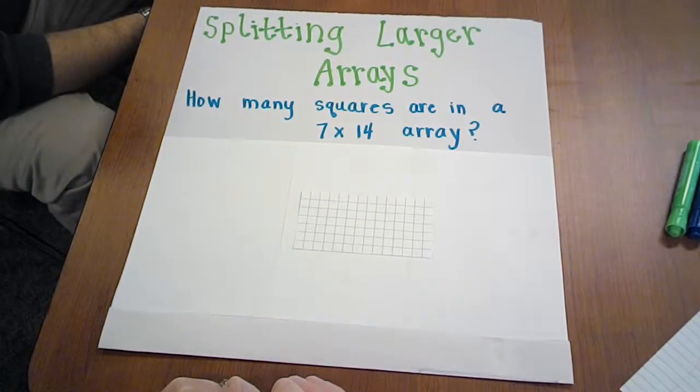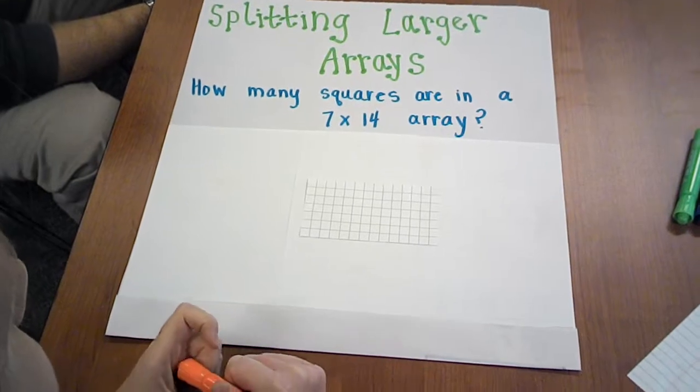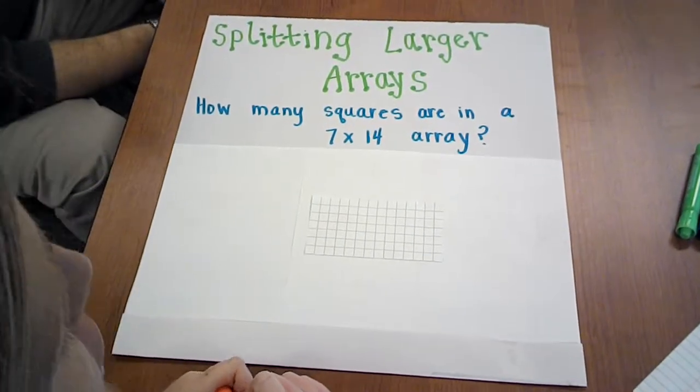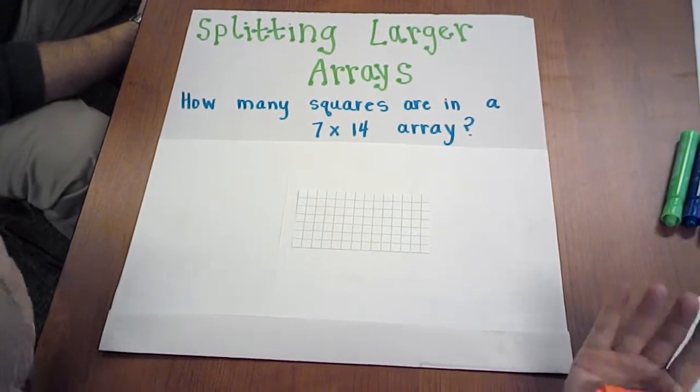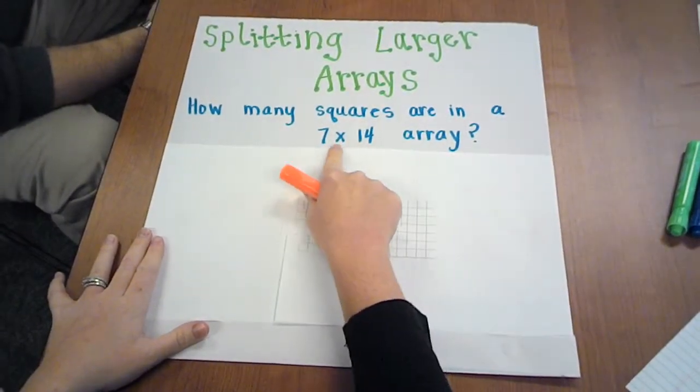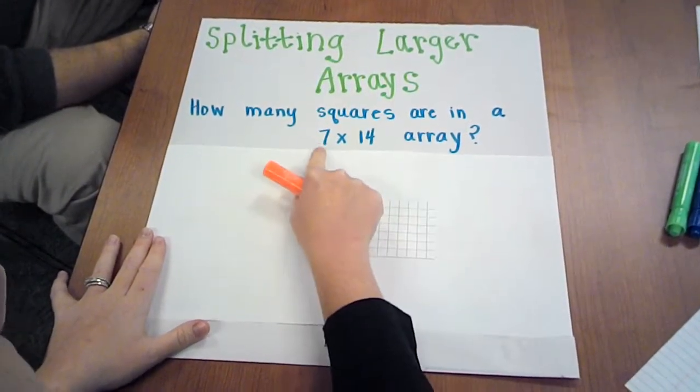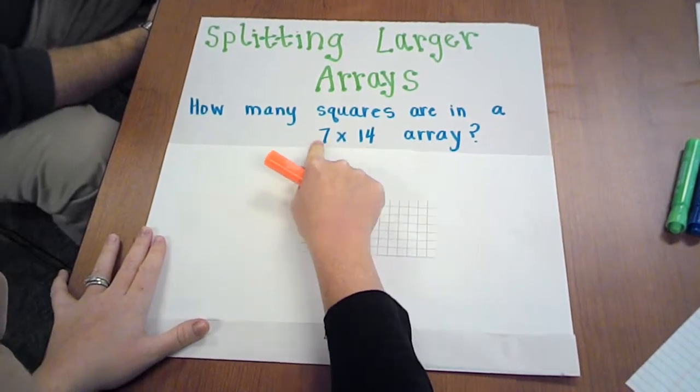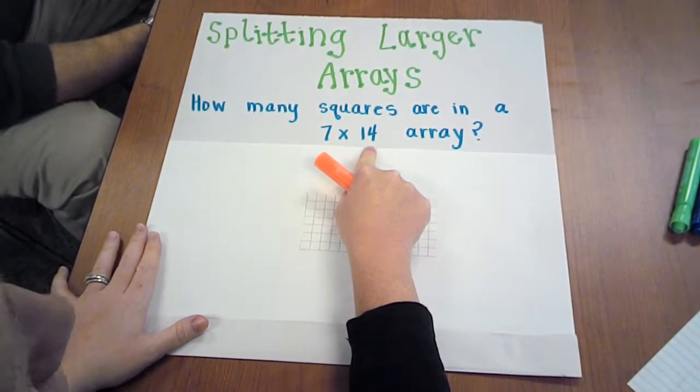Okay, we've been practicing splitting arrays. We're going to practice now splitting larger arrays. So our numbers are just getting a lot bigger. So now we're trying to find out how many squares are in a 7 by 14 array. And when I see 7 times 14, I'm thinking 7 rows with 14 squares in them.